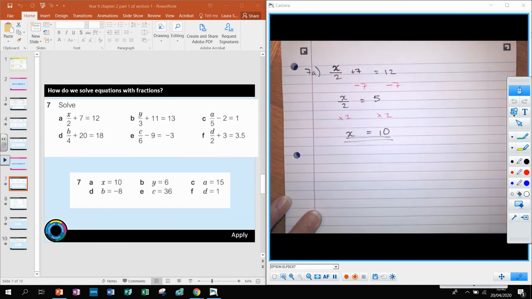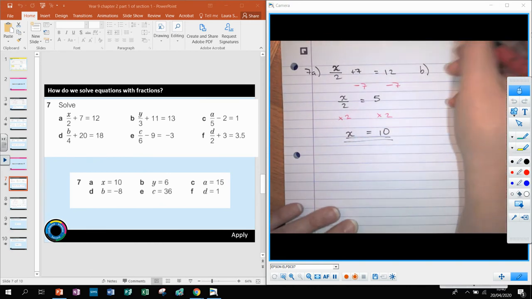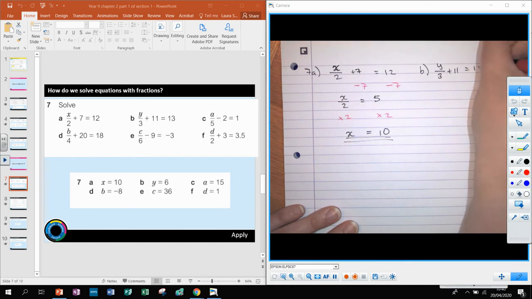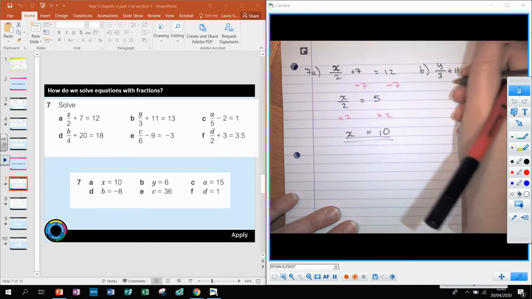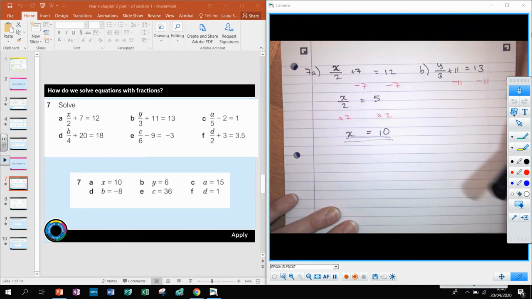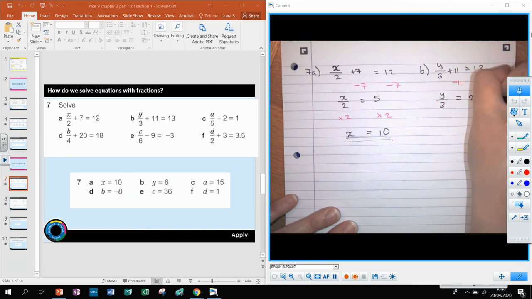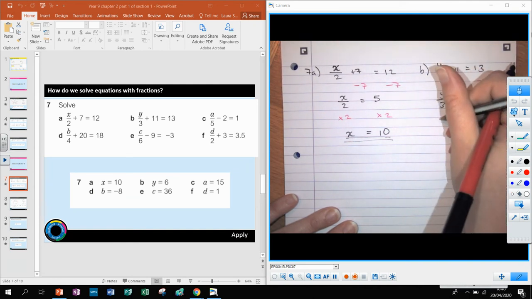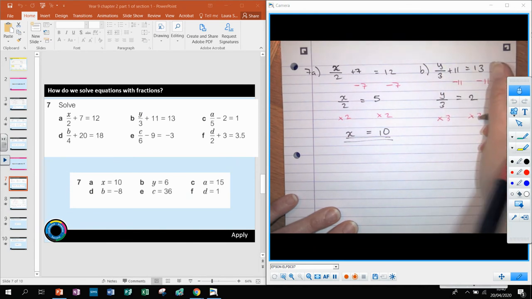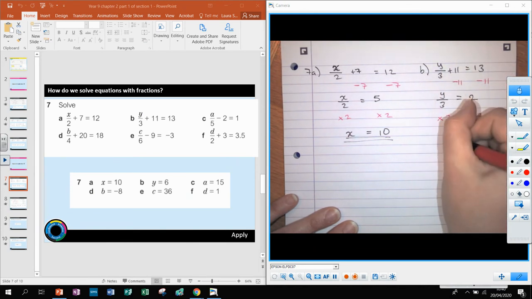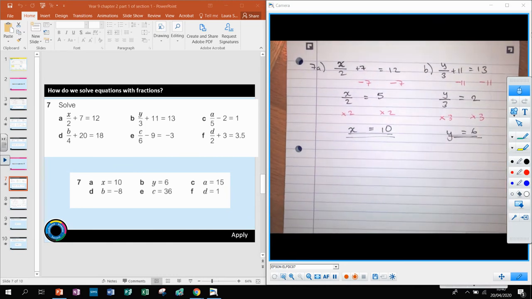Okay, final answer. For part B, we had y over 3 plus 11 equals 13. We're going to take away the 11 first, leaving us with y over 3 is equal to 2. And then we will multiply by 3, which will give us y is equal to 2 times 3, or 6.